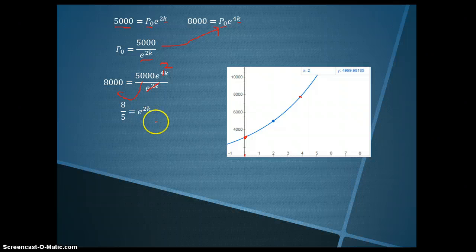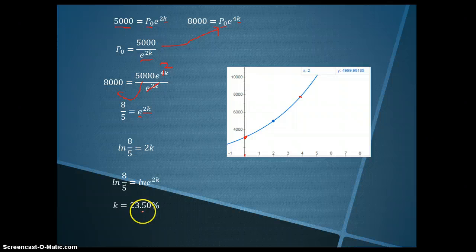And remember our rules for logarithms. The whole point of using logarithmic functions is to get powers usable. So let's take the natural log, since we have a base e here, to both sides. We get natural log of 8/5 is equal to 2k. Dividing our 2 over, we get k is equal to 23.5%.